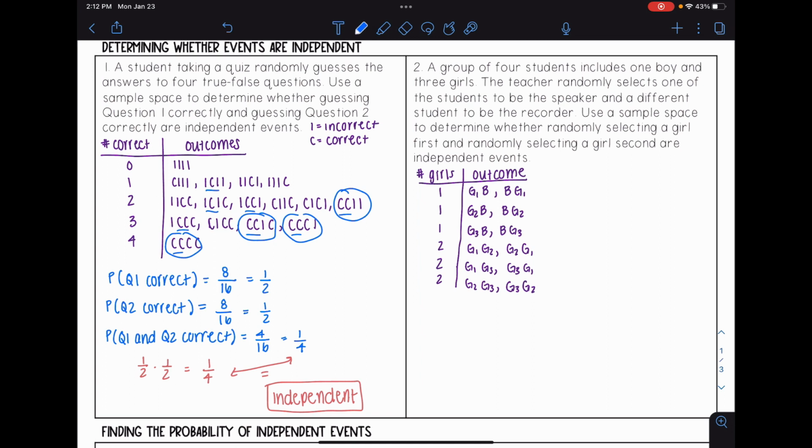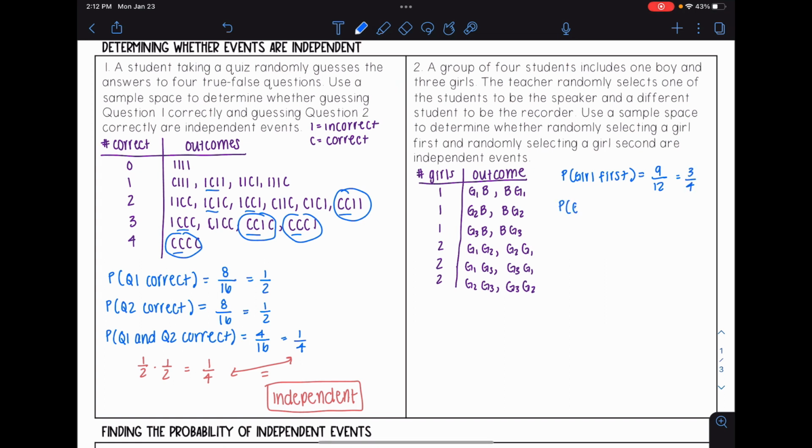So I want to determine whether it's independent selecting a girl first and selecting a girl second. So I'm going to find first the probability of choosing a girl first. So the number where the girl is chosen first is 3 for when there's only one girl, and then all of the seconds, so it's going to be a total of 9. And the number of outcomes in total is 12. And when you simplify that, you get 3/4.